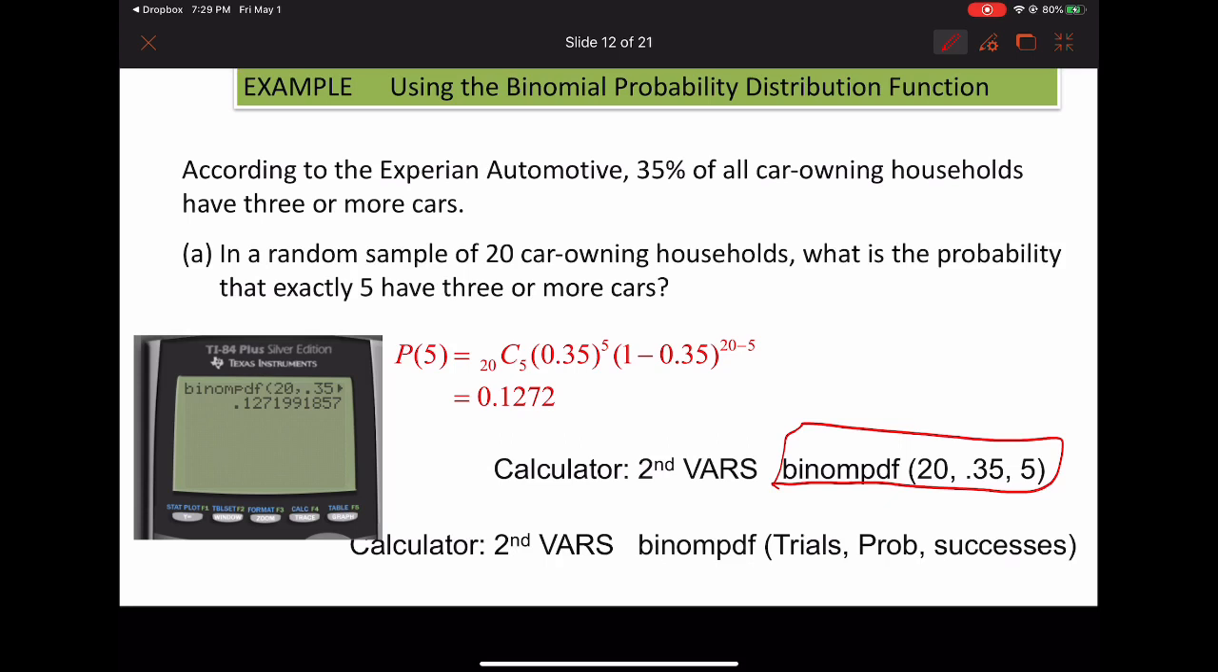That is the answer. So if you're showing your work on a test that you have to upload, I want you to write down binomial PDF and write those values in there. I want to see what you put in your calculator. That is required. If you don't show that, you will not get full credit. Okay, moving on. Let's do another example.